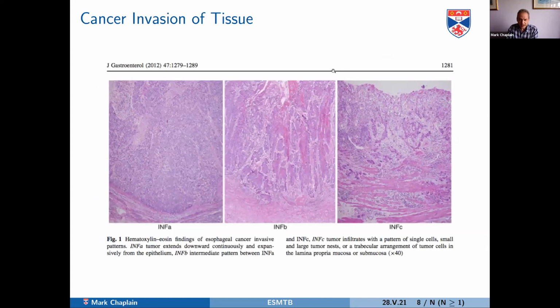And here's a more up-to-date image. This is from a relatively recent paper from a group in Japan who are trying to classify the invasion of, in this case, cancer of the esophagus, your tube from your neck to your stomach. So they looked at the patterns of invading cancer cells in the esophagus and tried to connect that with the prognosis for patients. And they came up with three classifications. They called it invasion pattern A.